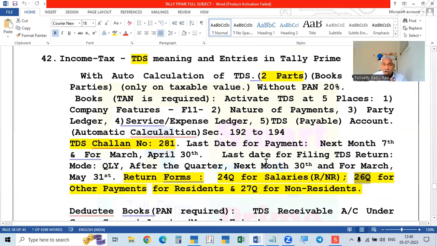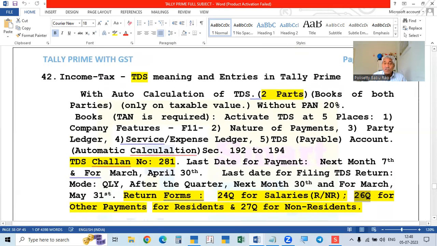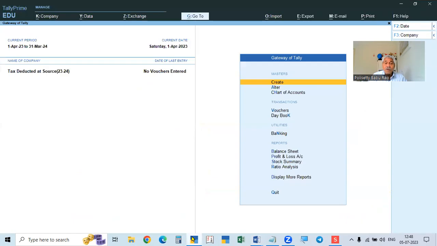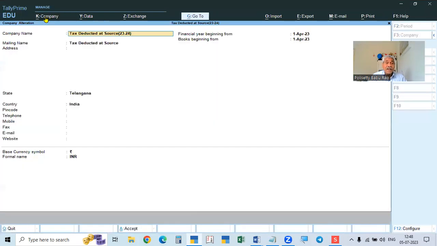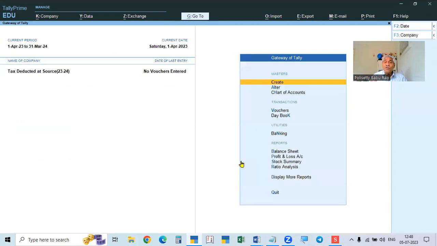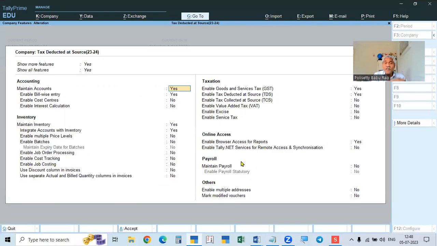Okay. And then, how to make the entries in the books? First we take up the books of the deductor, the person who is making the deduction. In the books of the deductor, we have to enable TDS in 5 places. The first one is the F11 features. Immediately after creating the company, just like any other company, it will go to F11 features. If it's an old company, go to F11.